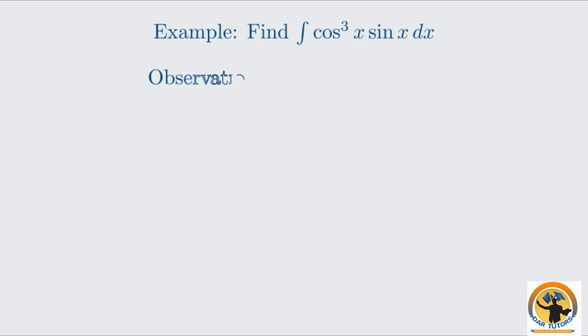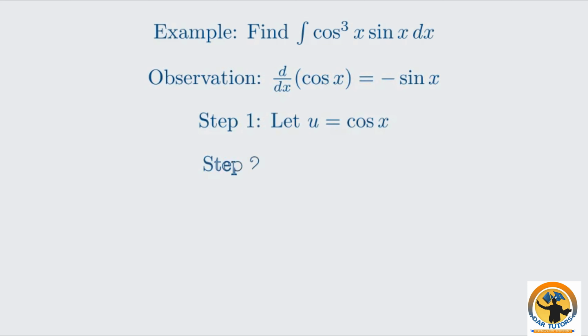We'll find the integral of cosine cubed x times sine x. Again, we look for a function and its derivative. The derivative of cosine x is negative sine x. Since we have a sine x term, this suggests a substitution. Let's set u equal to cosine x. Then du/dx is negative sine x, which means du equals negative sine x dx.